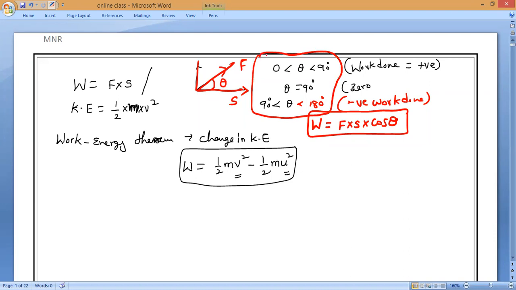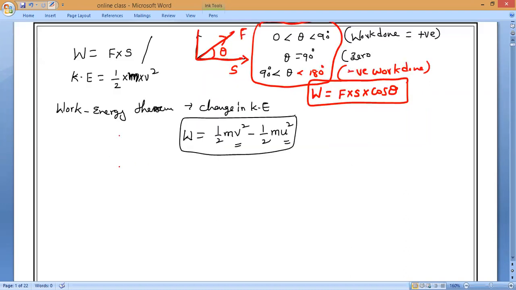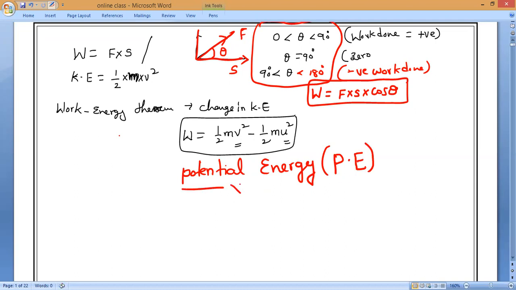Now, coming to today's class, we are going to study the second form of energy, which we call potential energy. Potential energy is represented with capital P and capital E. PE means potential energy.